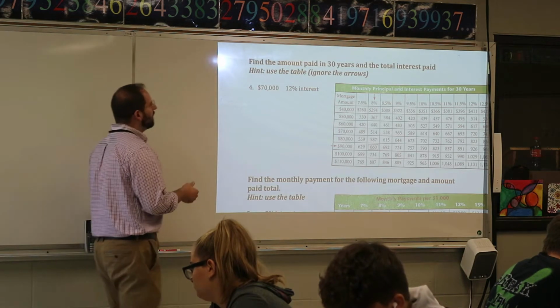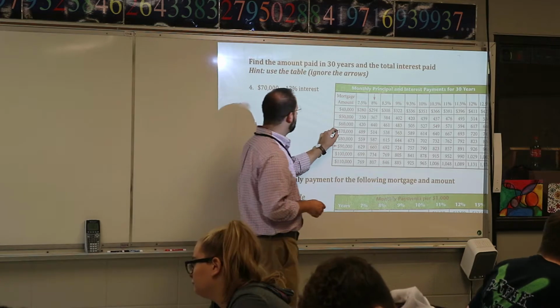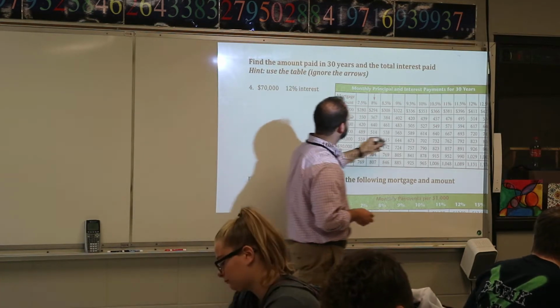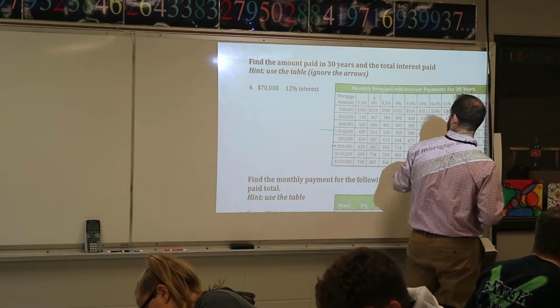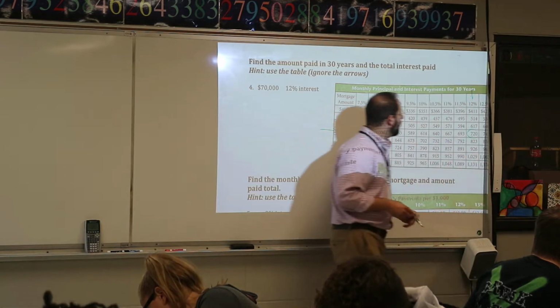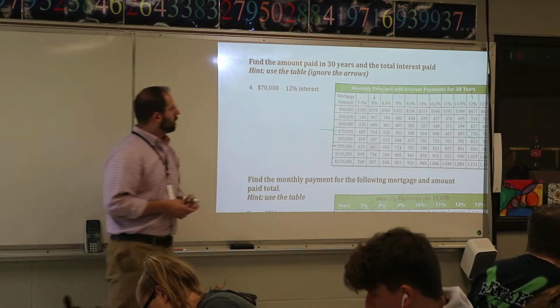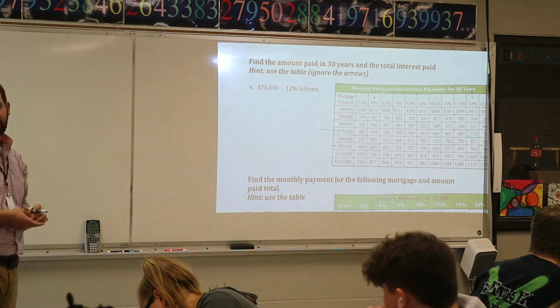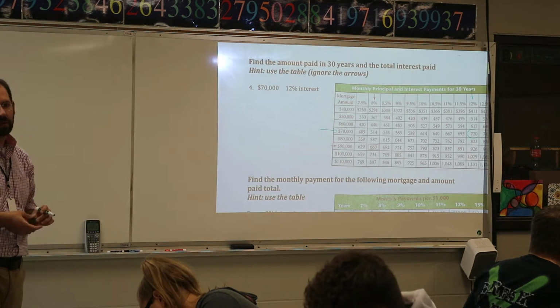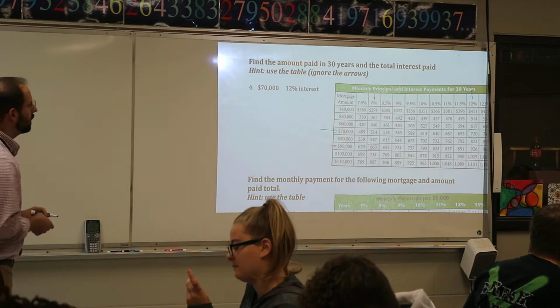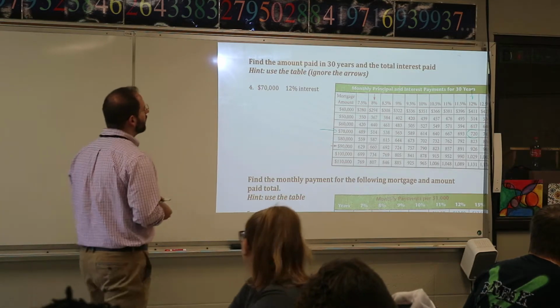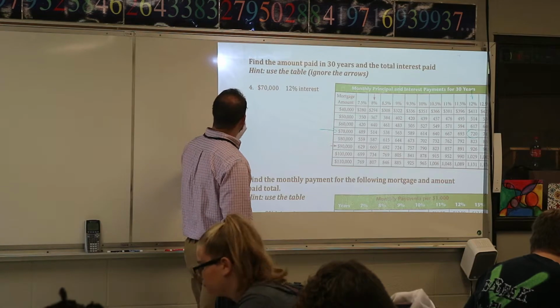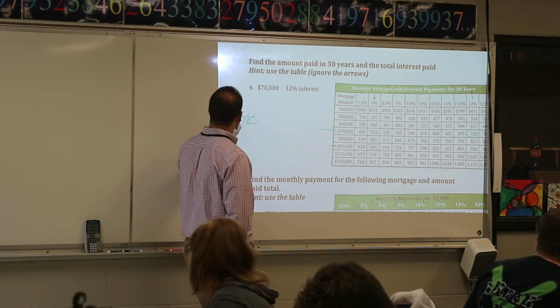Okay, so we're doing a $70,000 loan at 12% interest. That's this number right here. I even said in the directions, ignore the arrows. That hint will still be there. You have to ignore the arrows because that arrow is the picture from the book. All right, what this number is: this is what you're paying per month for 30 years.